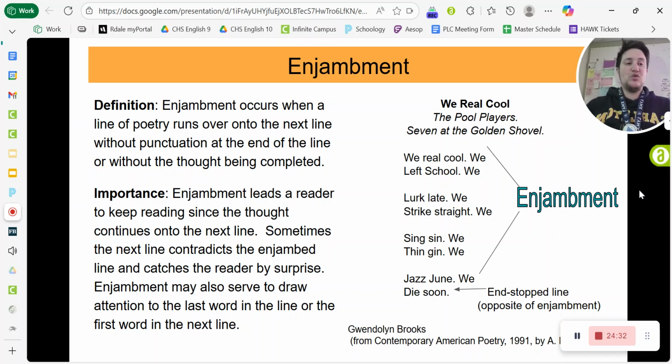Enjambment is a structural tool that keeps us reading because we're not at a stopping point. We want to keep seeing what's going on. And it puts emphasis on the first and last word of a line. Sometimes it can surprise us. At the end of this poem, for example, we die soon. That's a very sudden change in mood. And because of the enjambment, we have kind of this pause building suspense before we get to it. So we will see lots of examples of enjambment. Anytime the end of the line does not have a punctuation mark, that is an example of enjambment.